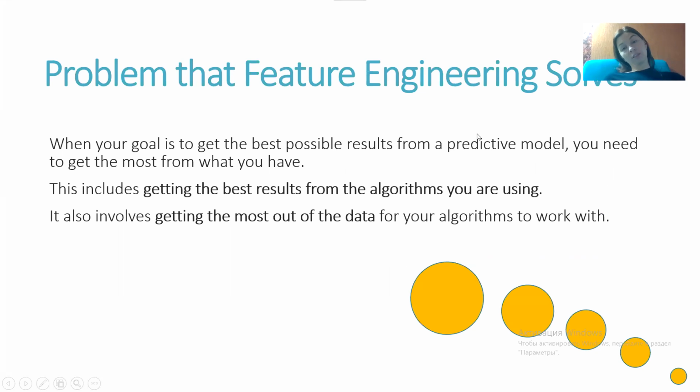Feature engineering solves some problems. When your goal is to get the best possible results from a predictive model, you need to get the most from what you have, from the data that you have. This includes getting the best results from the algorithms you are using, so you select the best hyperparameters of the model. In case of clustering, you're trying to find the best number of clusters and something like this. It also involves getting the most out of the data for your algorithms to work with.